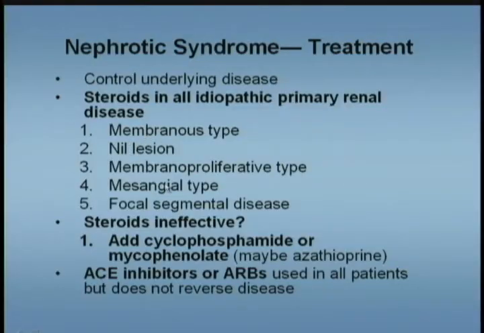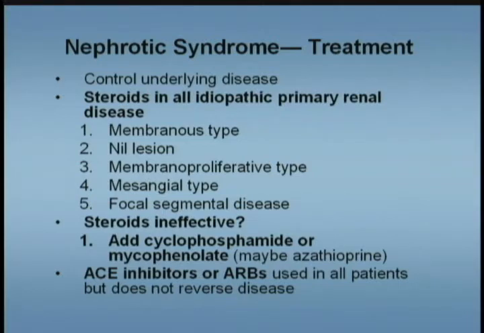Whether it's membranous, nil lesion, membranoproliferative, the best initial test for all of these is a urinalysis and the protein-creatinine ratio. The most accurate test for all of these is a biopsy. The best initial therapy for all of these is steroids. Now, they either respond a lot, like nil lesion responds a lot, or they respond a little, like focal segmental, but it's always the same. Best initial therapy, steroids. Steroids don't work, add cyclophosphamide or mycophenolate. ACE inhibitors is a therapy for anybody who has proteinuria. It's not specific to these diseases.